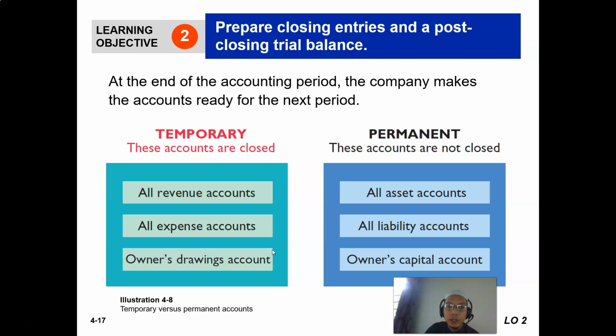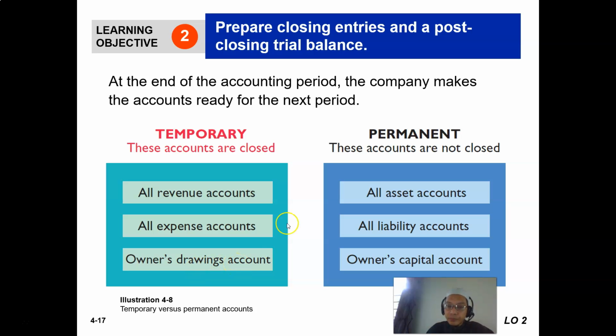When we want to evaluate the performance of a company, we look into a certain period. In year 2019, how are they doing? The revenue accounts will show all of the transactions in 2019. But when we go into 2020, all of the transactions in 2019 are no longer relevant. We don't count that anymore. Therefore, we need to close the revenue account and start afresh in 2020, similarly with the expense accounts and the owner's drawing account.